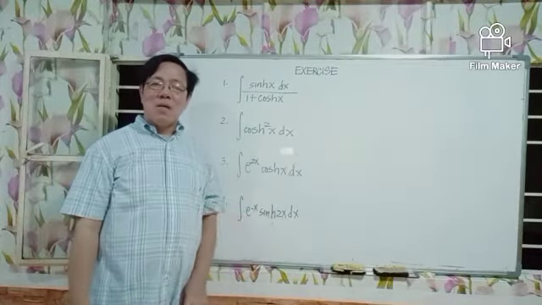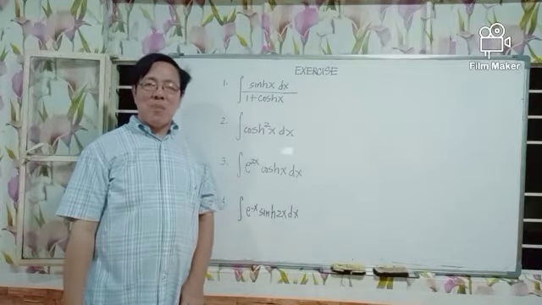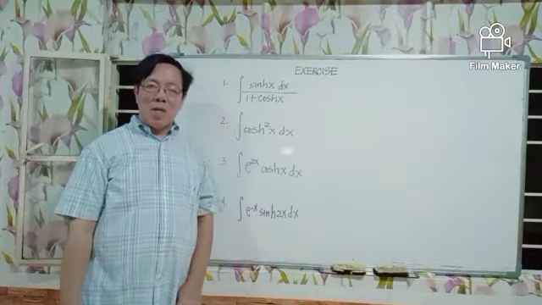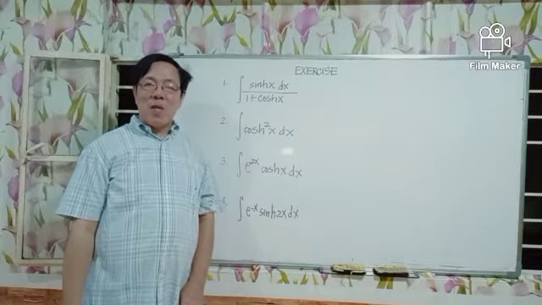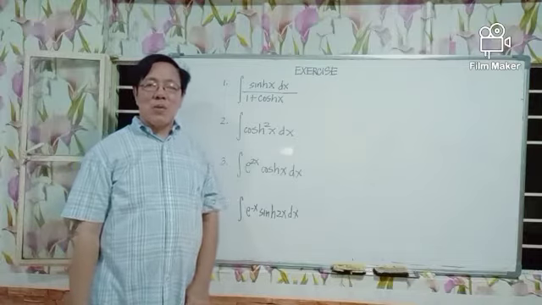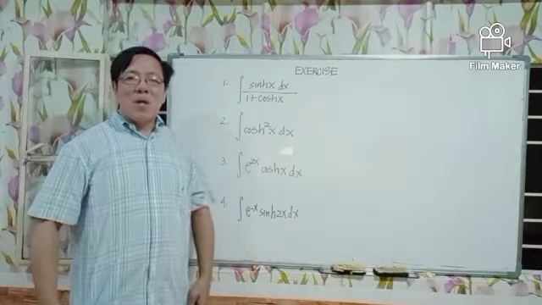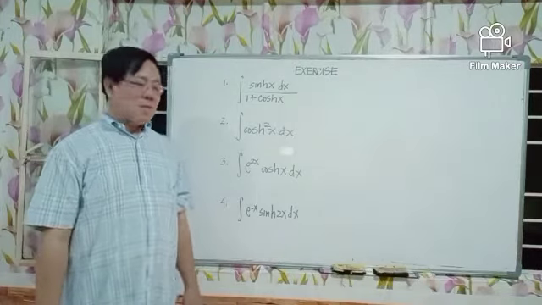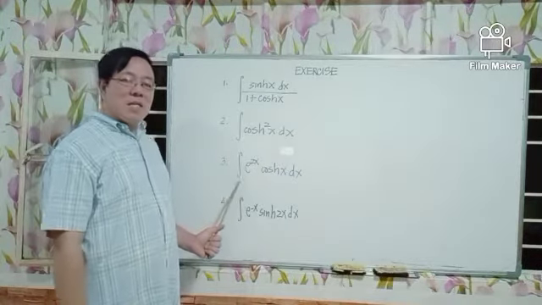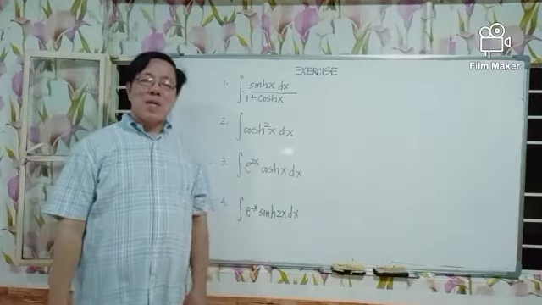Those are the square of hyperbolic cosine of x minus the square of hyperbolic sine of x is equal to 1. And the hyperbolic cosine of 2x is equal to the square of hyperbolic cosine of x plus the square of hyperbolic sine of x.